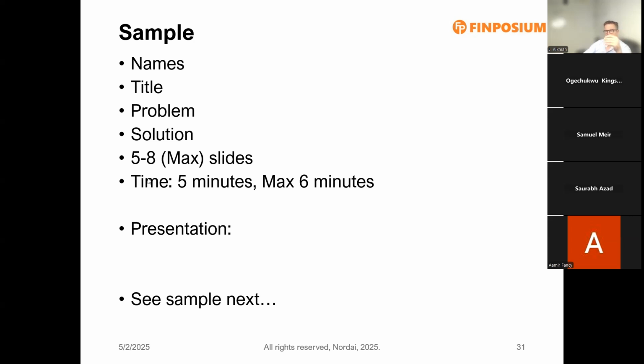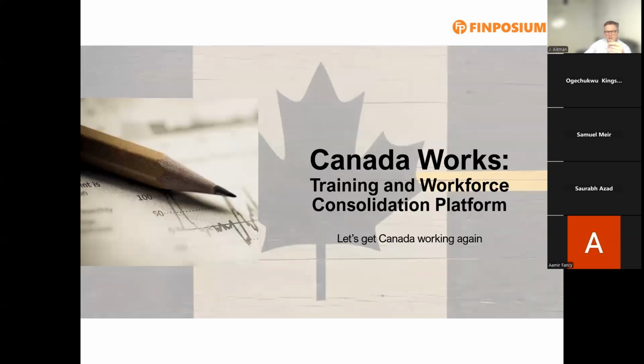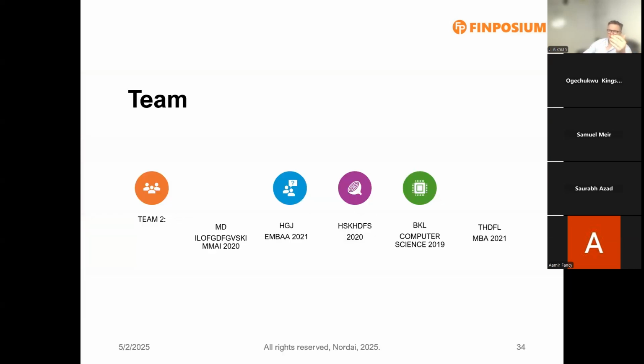So this is a sample, and it's not a great sample because this is what people have done before, but I'll show you where they did well and where they fell down. Right? So this was during the pandemic, there was a hackathon to think about, hey, what do we do with all these people that aren't working or that need new jobs because businesses closed? And the idea was they created Canada Works, a training and workforce consolidation platform, and the team members. These are all changed, okay? Don't do this. Put the pictures of any of the members of your teams on the PowerPoint with your name.